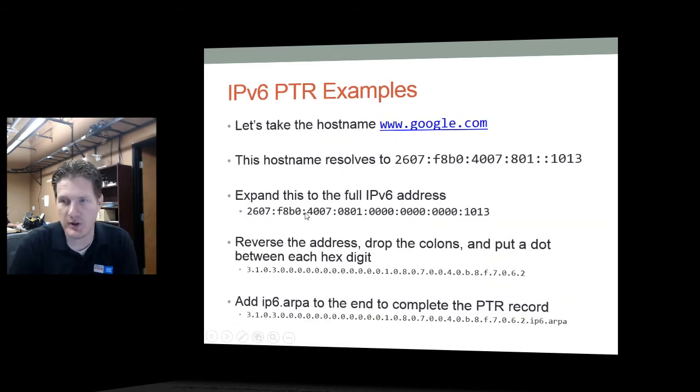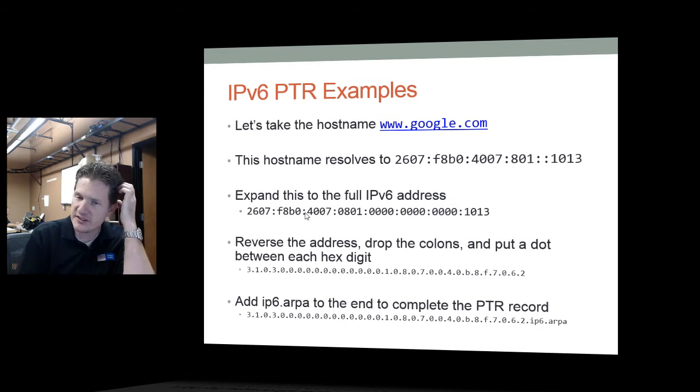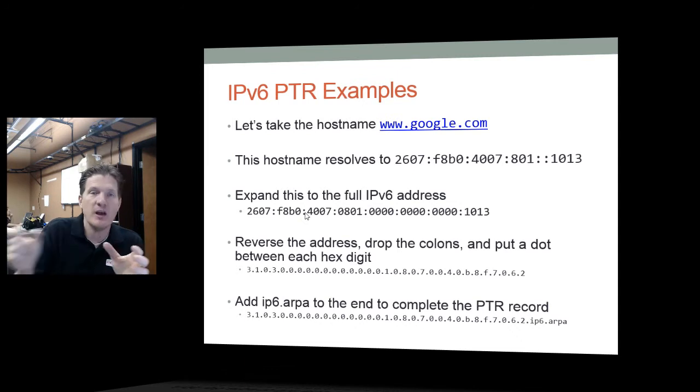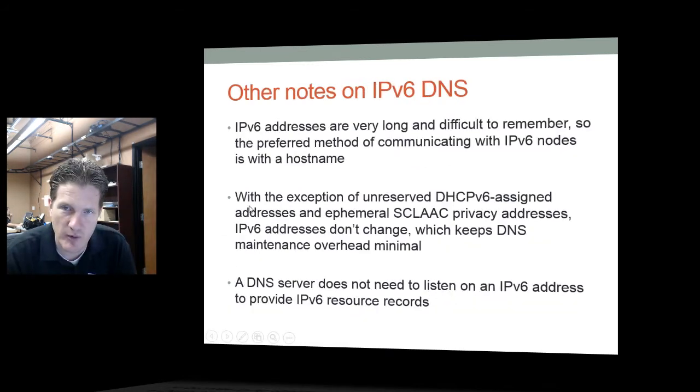So here's a pointer example. Let's say google.com resolves to the following IP address. Let's expand that out to its full IPv6 address. We're going to reverse the digits, and we're going to put a dot in between each nibble. Do you see how that works? Then that is going to be appended to ip6.arpa. This gives us the ability, whenever somebody wants to know what the name is for a given IP, I can look at my pointer record and know what the name was. And that's how the IPv6 pointer works.